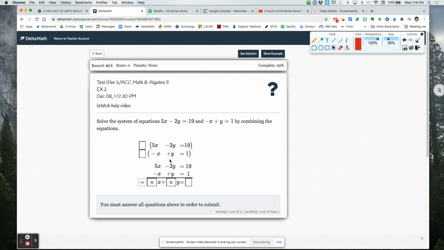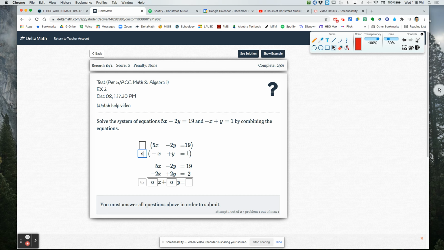What would I need to do to get rid of y's instead? Times 2 on the bottom. So that would give me 2y. So we have a choice. Either multiply by 5 to get rid of x or by 2 to get rid of y. Which one? Smaller number. Let's go with 2.